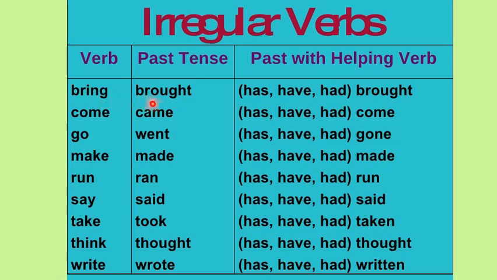Bring, first form, becomes brought in the past tense, and brought, has brought, have brought, or had brought. Come, came, has come, have come, or had come. Go, went, has gone, have gone, or had gone. Make, made, has made, have made, had made. Run, ran, has run, have run, had run. Run here: the first and the third form are the same in this verb.